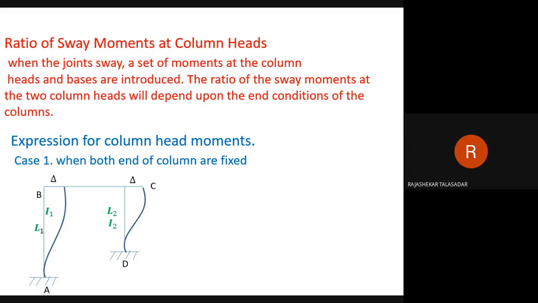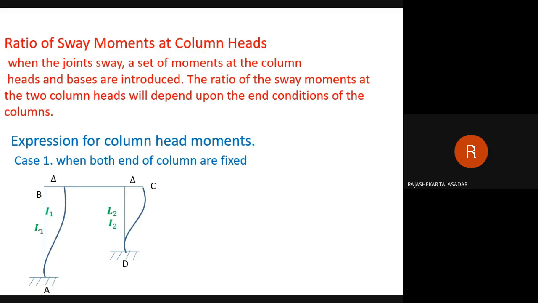As the ends are fixed, the slope will be 0 here and 0 here, as well as the deflections. Let I1 be the moment of inertia of the column BA, and L1 be the length of BA. Similarly, let I2 be the moment of inertia of the column CD, and L2 be the length of CD. I am concerned with columns because the columns are getting swayed here. I am not talking of the beam now. When lateral movement takes place, the beam goes along with the same line.